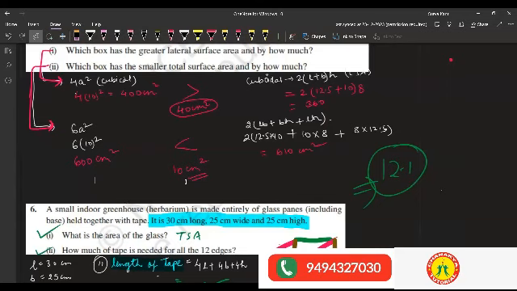Now, how much tape is needed for its 12 edges? So I made it with tape, right? One is green color, one is your red color, and one is your gray color. 3 colors I made with tape. Can you see in the diagram? Now you can understand it better. TSA is a very easy question.